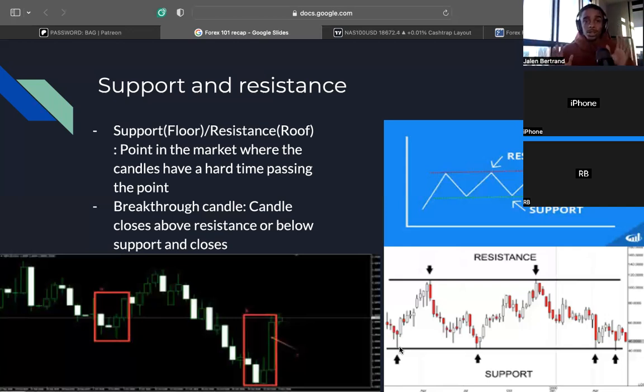Now, do we understand that so far? We're in a hotel. We bounce the ball. The floor is supporting us. We throw the ball at the roof. The roof is resisting the ball and it's bouncing back down. So do we understand that so far?